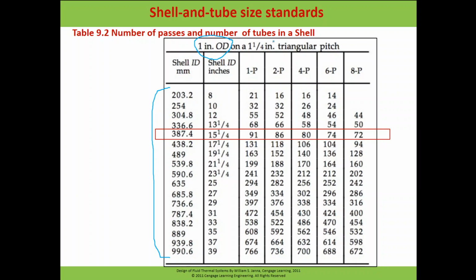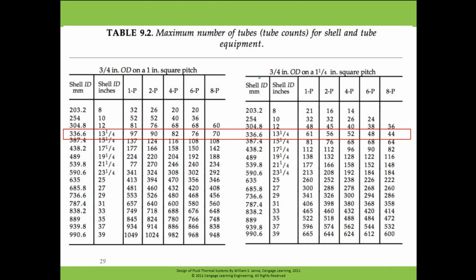Now, for the pitch, again you have to decide whether you are going to choose the 1 1/4 pitch and triangular pitch. So, either you can choose from this table or from this table where your tube diameter is 3/4 and the pitch is 1 inch and the distribution is square. So, basically you can take any combination, and you can start with any diameter from top to bottom.